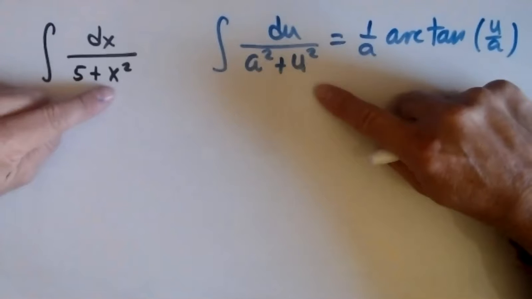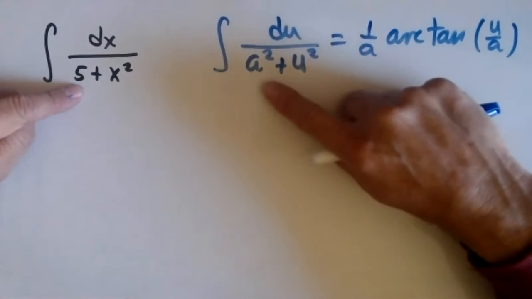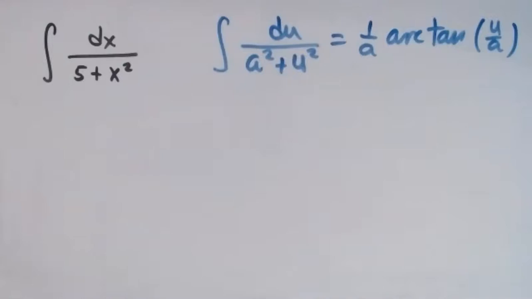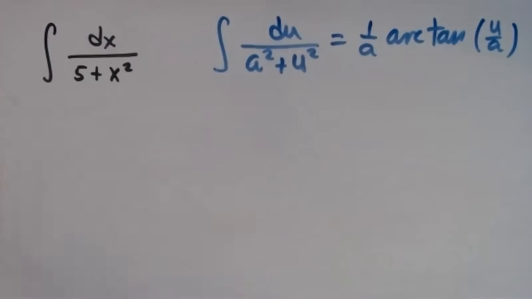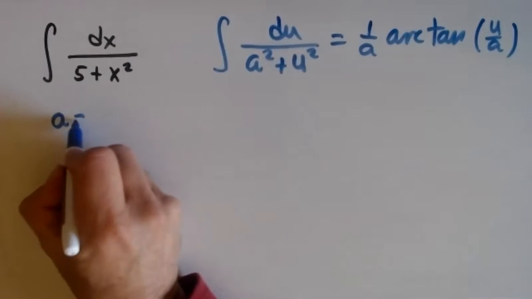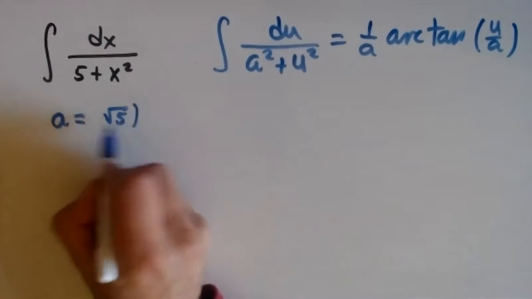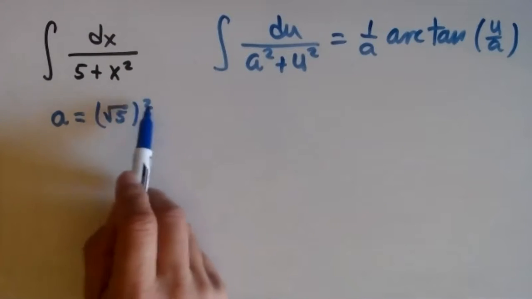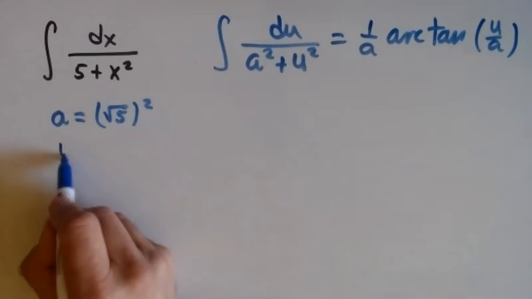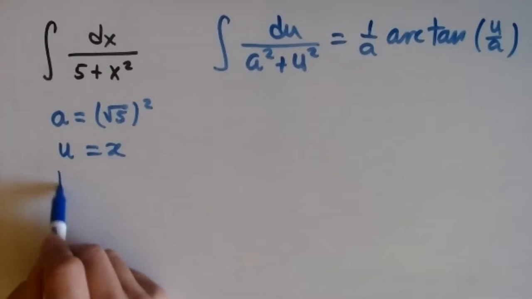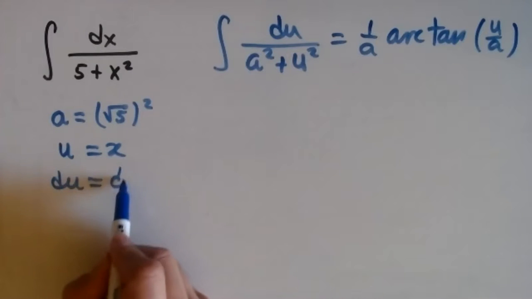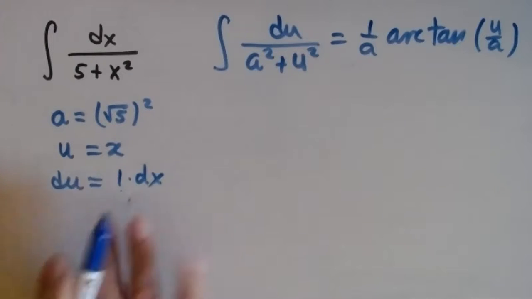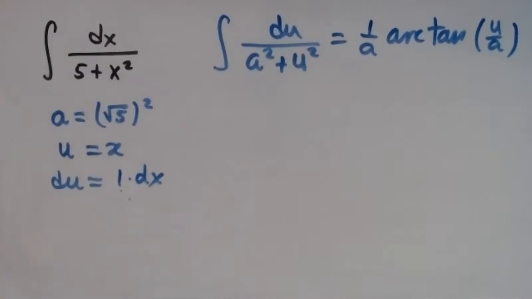X with u, and then 5 equals a squared. Well, 5 is not a perfect square, but there is always a trick to do. So you have a equals the square root of 5 squared, correct? The square root of 5 squared is 5. Then the u is x, and obviously du equals dx, or 1 times dx, correct? That is right there.